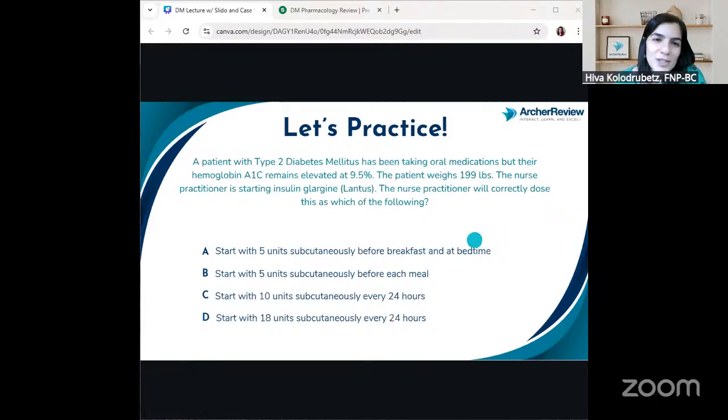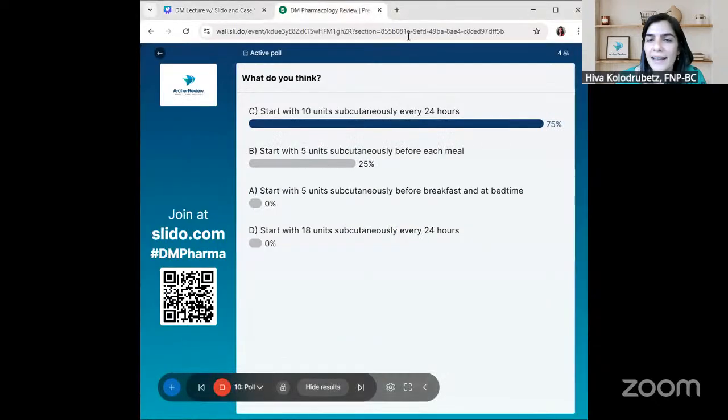But in this question, the patient is a type 2 diabetic. They've been taking oral medications. We're not getting their A1C under control. It's still at 9.5%. They're telling you that you're going to be starting them on Lantus. We know Lantus is a basal insulin, so how are we going to correctly dose it? Let's see what you guys said.